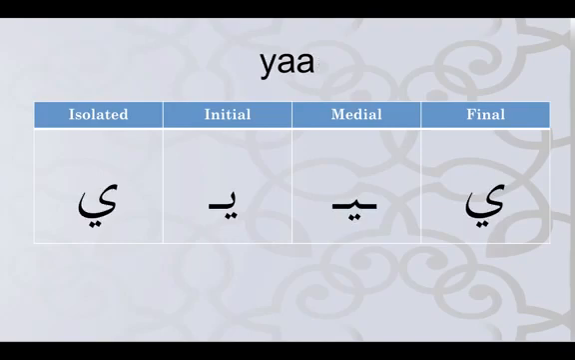And finally, the letter is ya. On the left-hand side, you see it in isolated format. Its initial, medial, and final forms are different, but its isolated form is pretty much identical to its final format. You will see examples of this, except when it's in its final form, it's connected to the previous letter, because it's written right to left, and you connect it to the letter on the right. And these are the four forms of the letter ya.